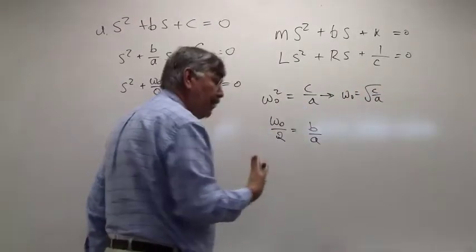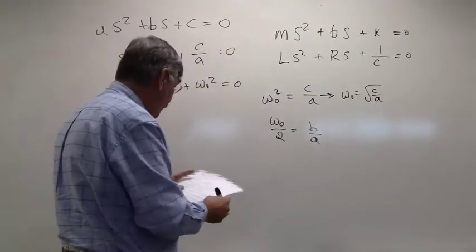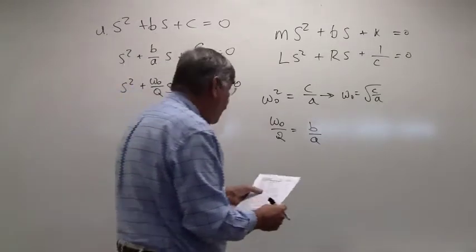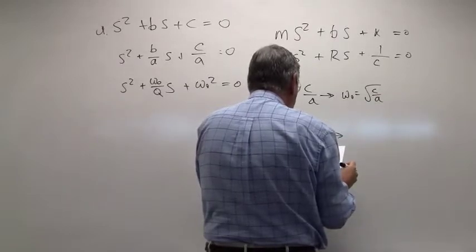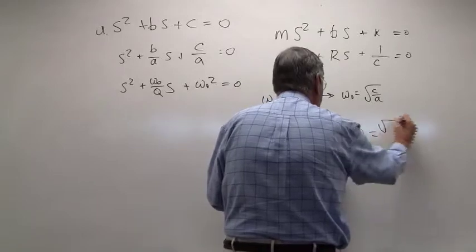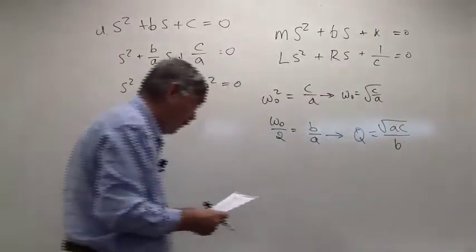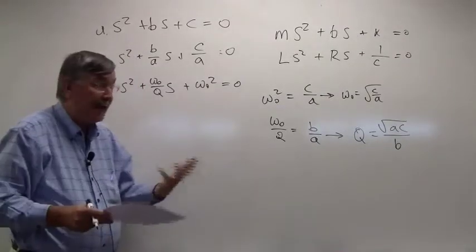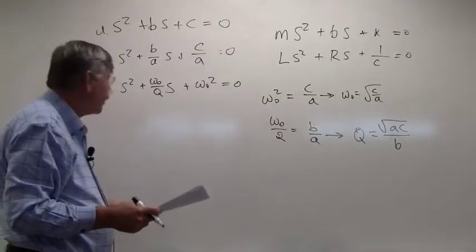And omega naught is, as we'll see, some kind of characteristic frequency associated with this system. And if we manipulate this a little bit, we can show, and I'll just skip the steps because it's easy algebra, that q is equal to the square root of a c divided by b. And we'll come back and talk about q and what it means a little bit more, because I'm, again, trying to talk about meaning and apply different ways of understanding what these things mean.